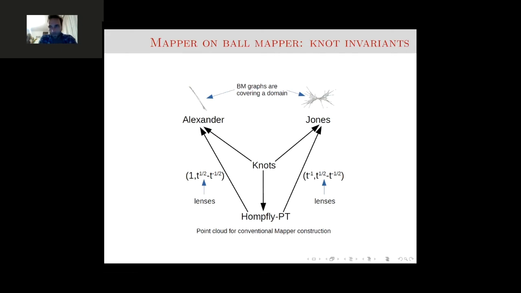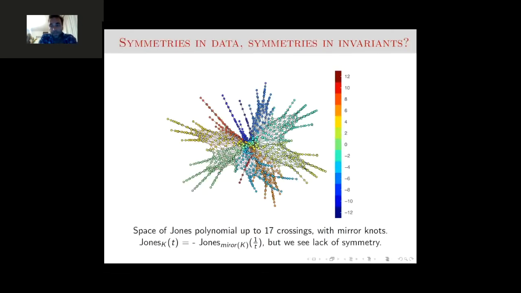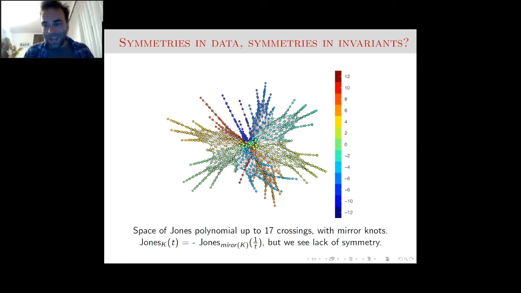Okay. And there's one more thing that knot theory is inspiring us to do, namely the symmetries. The space of Jones polynomials admits certain symmetries. If we take the Jones polynomial of a knot K and the Jones polynomial of the mirror knot, there is a relation between them. It really corresponds to a symmetry across the origin. So our point cloud is symmetric across the origin. Our graph is not. And this is because we didn't pay attention to the symmetries when building the graph. We should pay attention, and we can pay attention to it. And this is how we do it.